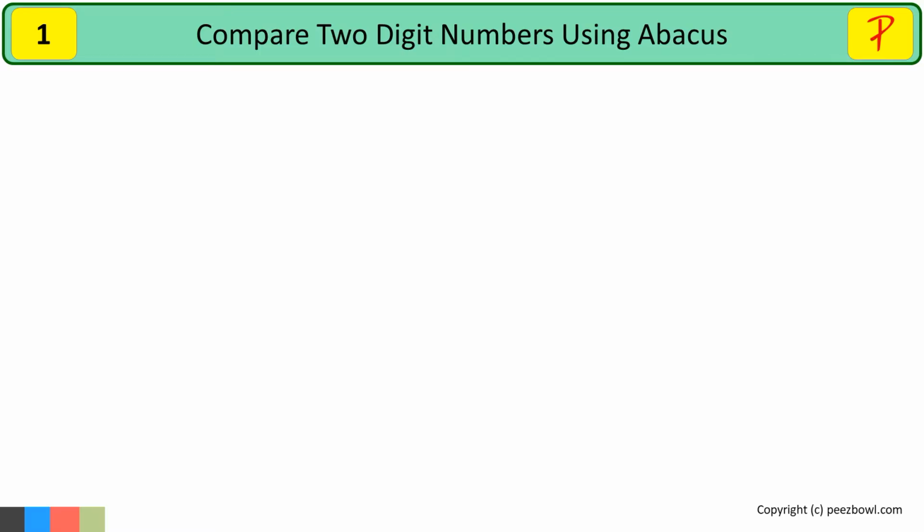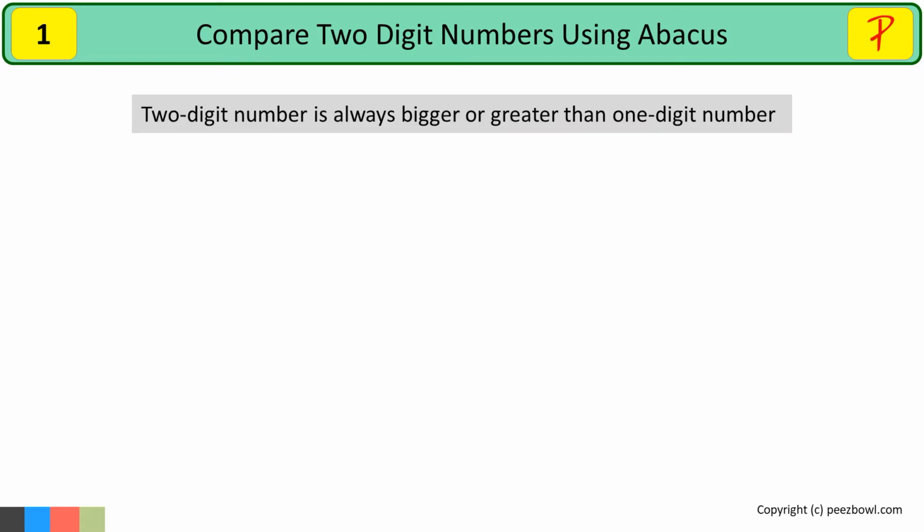Hi, in this video we will learn about comparing two numbers by using Abacus. Okay, as we have seen that any two-digit number is always bigger than one-digit number. Let us see how we do it using Abacus.